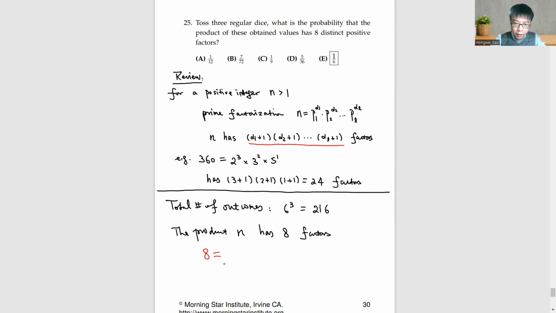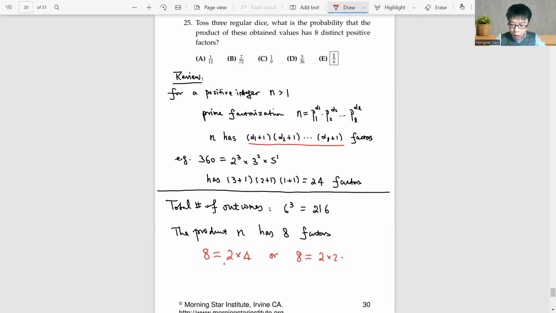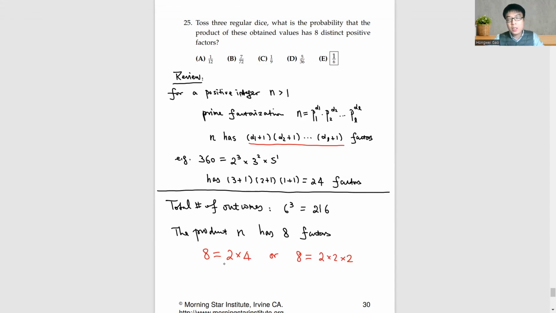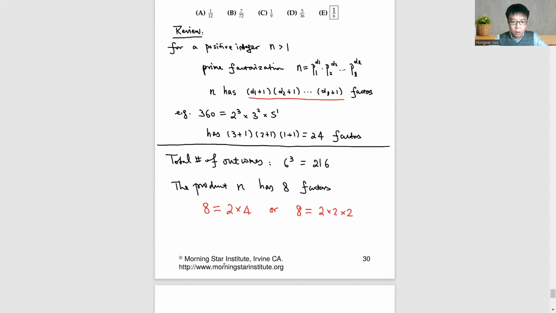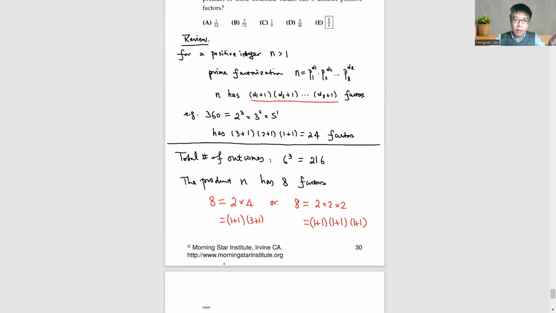So here we have 2 valid cases: 8 equals 2 times 4, or 8 equals 2 times 2 times 2. We will discuss these 2 cases. For 2 times 4, it is (1 plus 1) times (3 plus 1). That means there are 2 prime factors, and the powers are 1 and 3. If it's 2 times 2 times 2, it's (1 plus 1) times (1 plus 1) times (1 plus 1). That means there are 3 different prime factors, each with power 1.